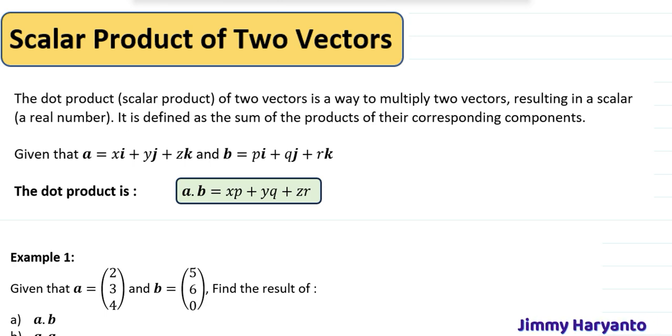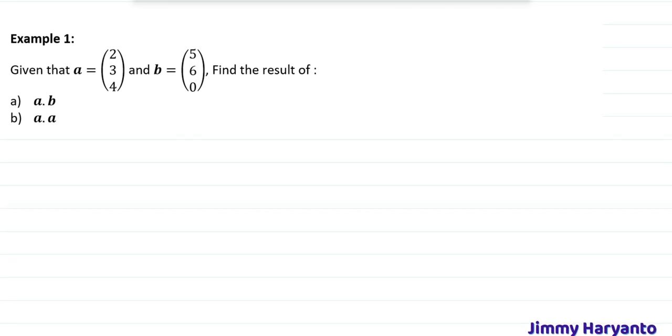And then we go to the example 1. For example 1, we have two vectors, which is A equals 2, 3, 4, and then B equals 5, 6, 0. And the question wants you to find the value of vector A times vector B. Sorry, maybe you should say dot, yeah, instead of multiplying.